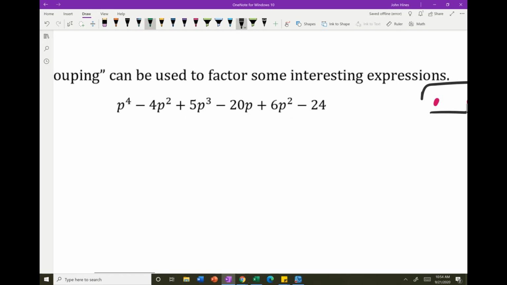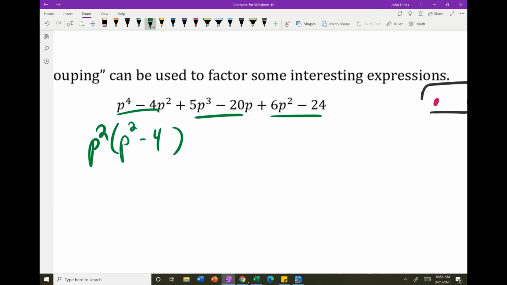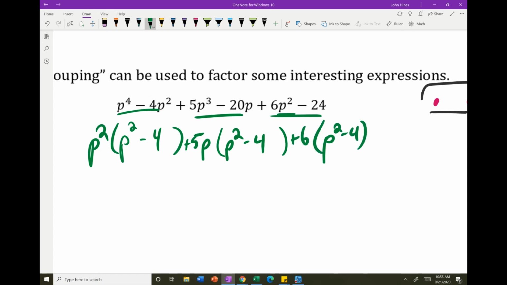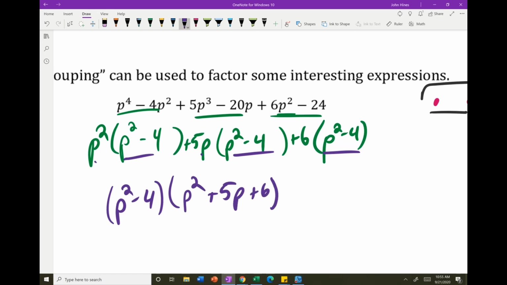Nope, we just tried 2 groups of 3. Let's try 3 groups of 2. So if I take out a p squared there, all right, that looks promising. Because here I'm going to take out, well, I need p squared minus 4. So I've got to lose a factor of p and a positive 5. And then over here I need p squared minus 4. So let's take out a 6. Which leaves me with p squared minus 4 is my GCF that comes outside. And I'm left with what left over? P squared plus 5p plus 6.